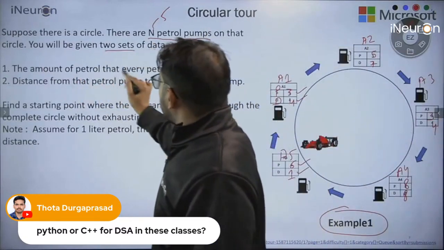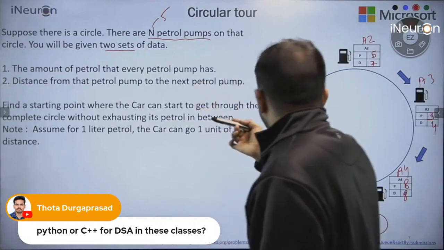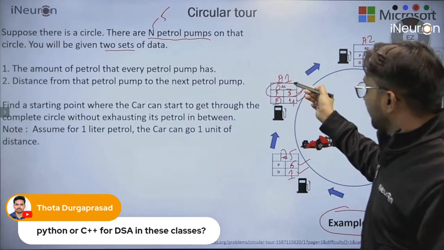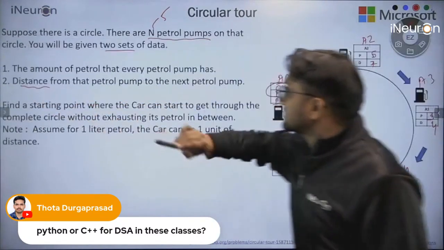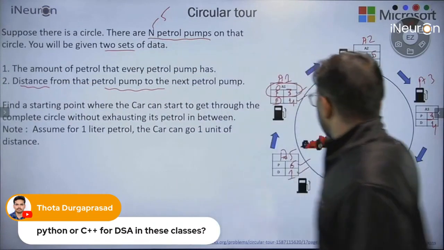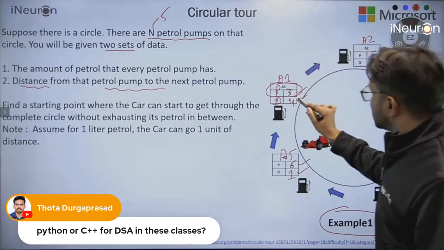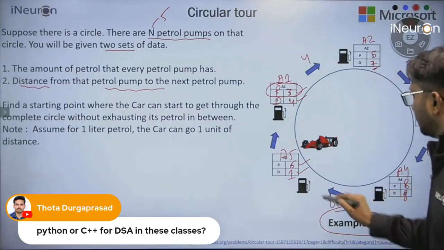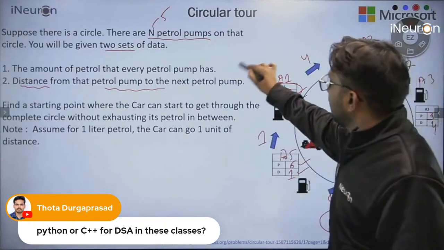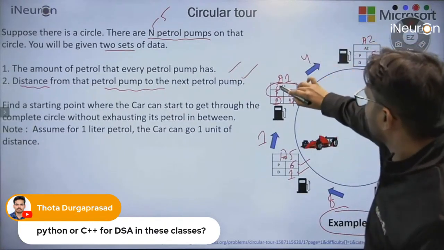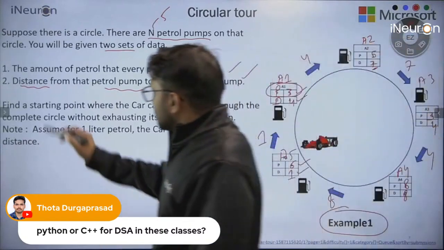The amount of petrol that every petrol pump has: P is storing the amount of petrol every petrol pump has, and D is storing the distance from that petrol pump to the next petrol pump. So the distance from A1 to A2 is 4, from A2 to A3 is 7, and then 4, 8, and 1. So they provide us the petrol at every petrol pump and how much distance there is between a petrol pump and the next one. Let's see further.